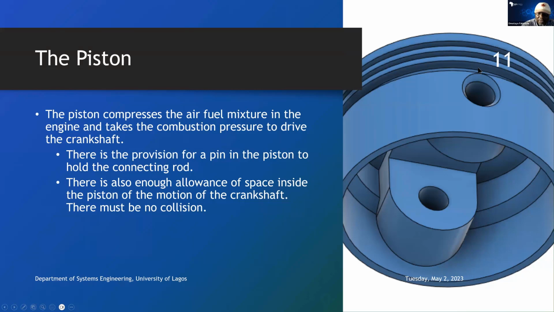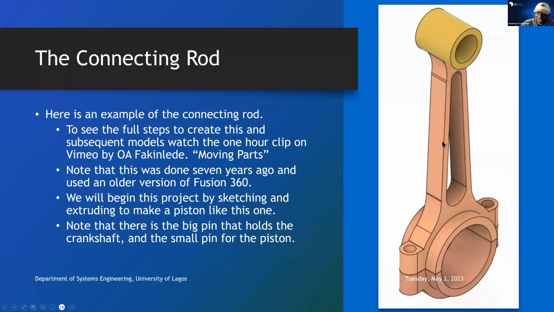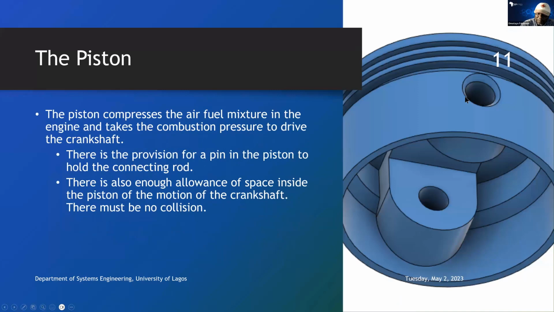So I show you the steps. You can find the steps in that video of how to make exactly this one. We already know what the piston does. And then the holes you have there are for the pins that will hold that small end. This small end of the connecting rod is what will be held by the pin inside this that will now hold this into it. You will see how all of them work together as we move on.